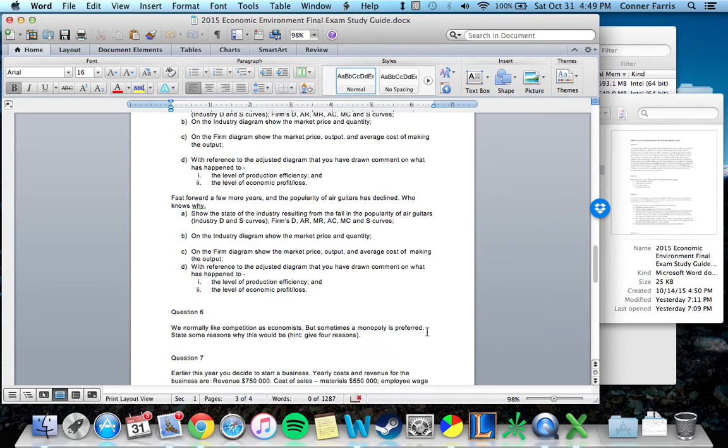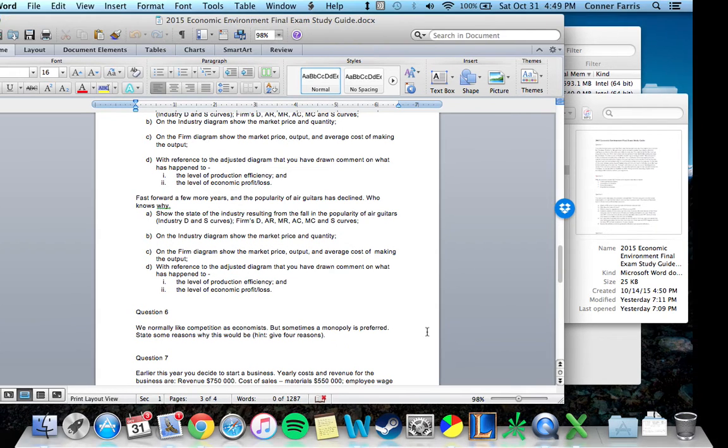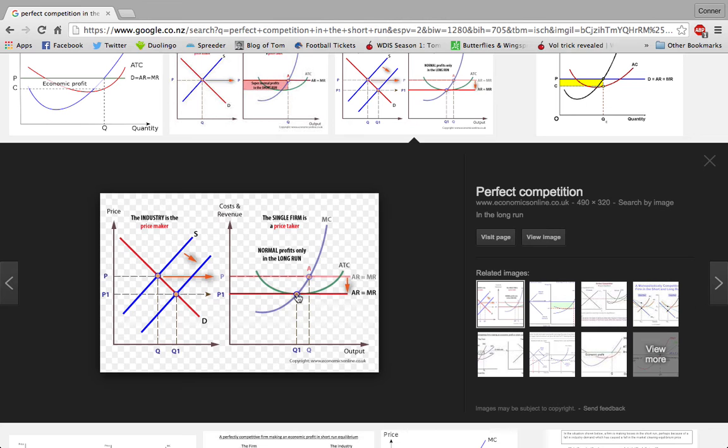All right, so the last one, popularity of air guitars has declined. Who knows why? You're going to do the same thing, except now you can make the decision that, well, the popularity has waned, so we could forget about this supply curve because this is the one we moved from. Think about this supply curve and this demand curve for now. So that's where we were at in the second part of the question. We're now in the third part of the question.